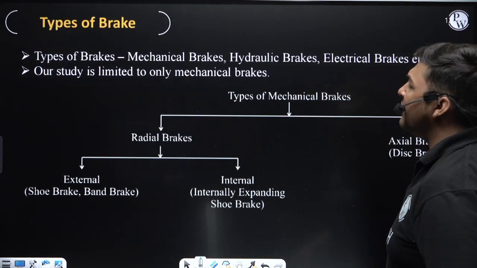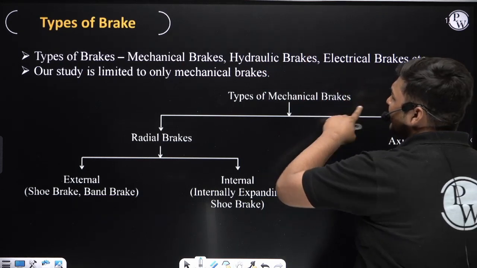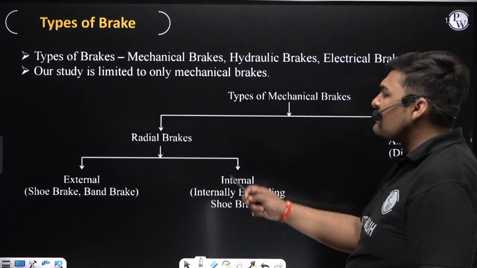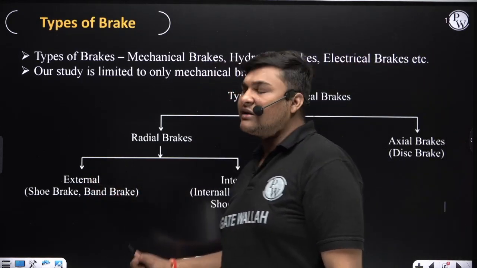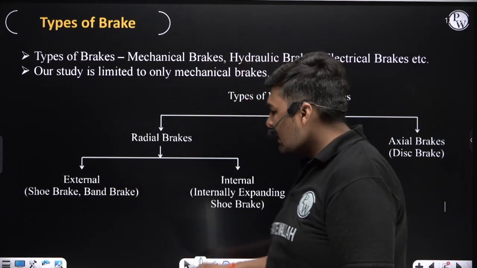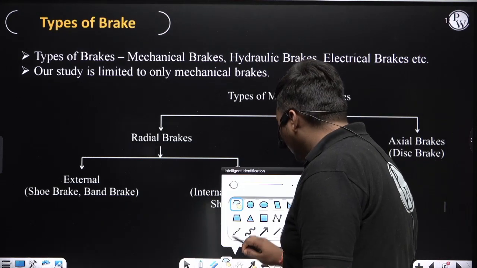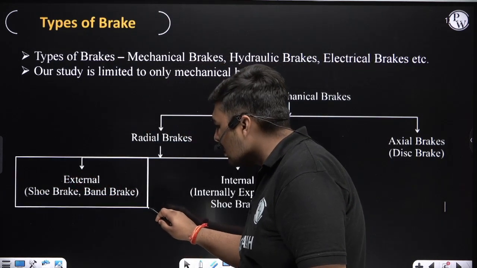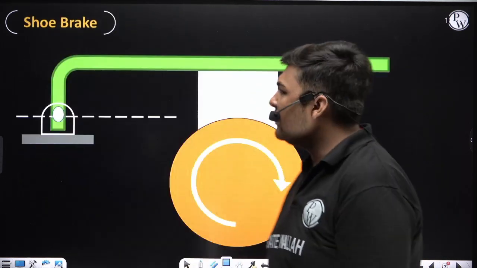In brake, we will study various types of brake. There are various types of brake: mechanical brake, hydraulic brake, electrical brake. Now our study is only limited to mechanical brake. Mechanical brake is further classified as radial brake and axial brake. Radial brake is further classified as external brake and internal brake. External brake is further classified as shoe brake and band brake. Internal brake is the internally expanding shoe brake. But in our syllabus, we have to only study external brake, that is shoe brake and band brake. So in today's lecture, we will only study shoe brake and band brake. And first we will start with shoe brake. So I am going to start shoe brake.